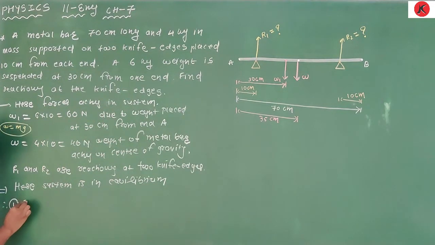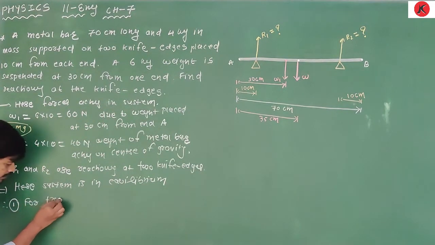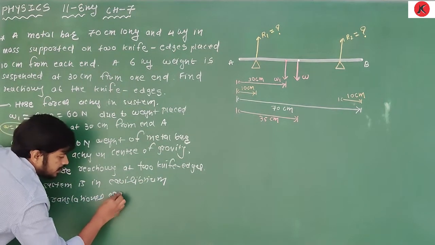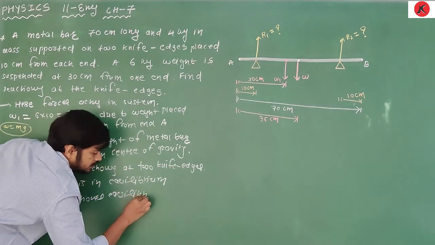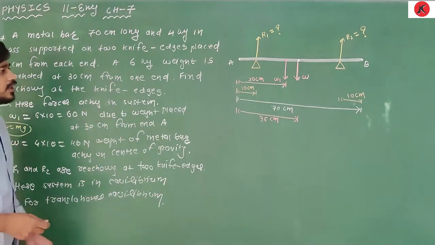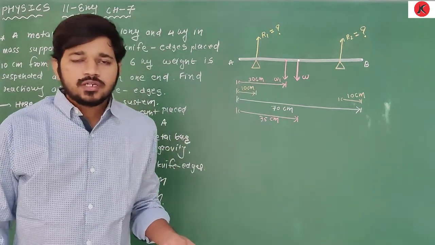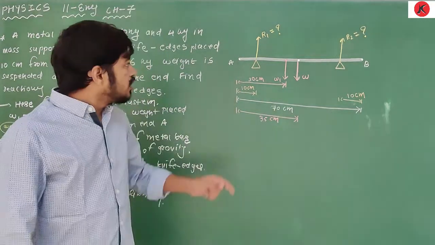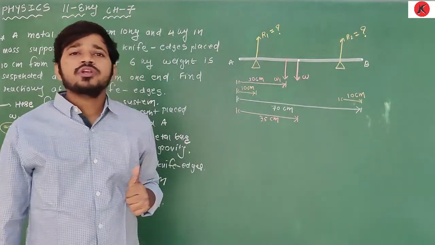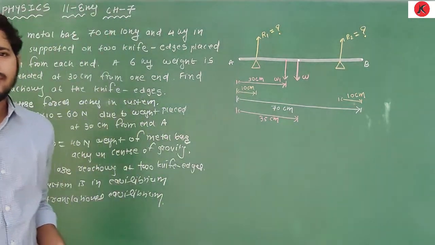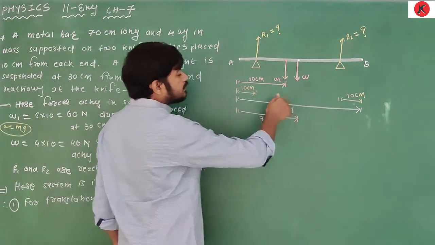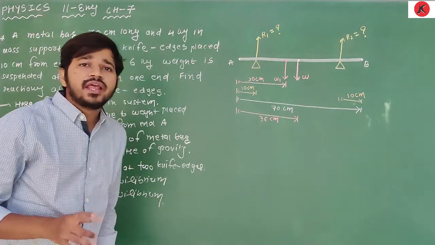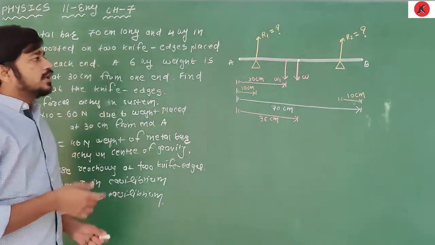Therefore, first, for translational equilibrium, see, W1 and W, they are weights, so they are always acting in downward direction. So R1 and R2 are acting in upward direction to balance it. Here again, W1 and W are acting in downward direction. Therefore, R1 and R2 are acting in upward direction.